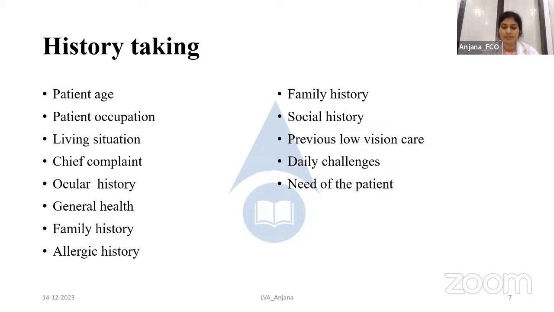Then low vision symptoms: details about how low vision is affecting the patient in daily life. This could include effects on activities like reading, watching TV, recognizing people, or navigating. Then ask the patient about visual acuity, any previous visual acuity measurement and eye exams. Then visual aids: information on any visual aids used, such as magnifiers and glasses or anything.